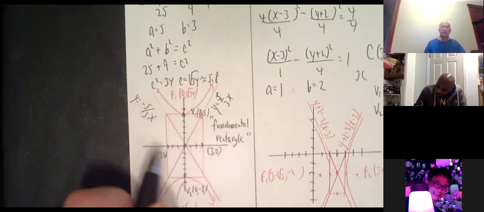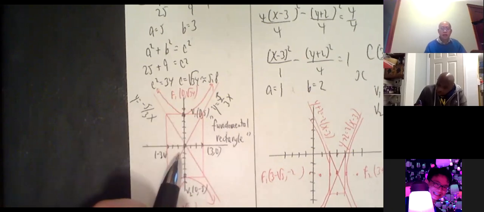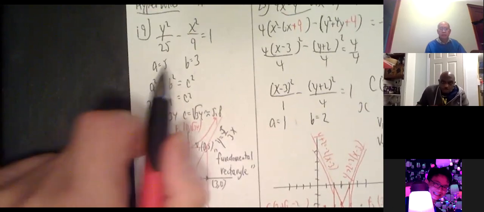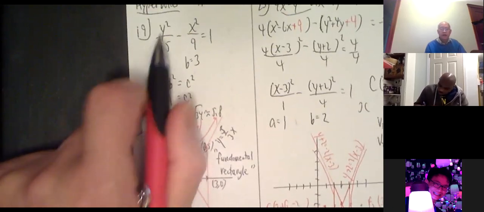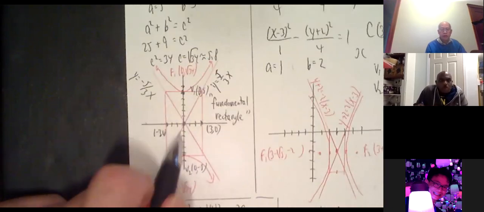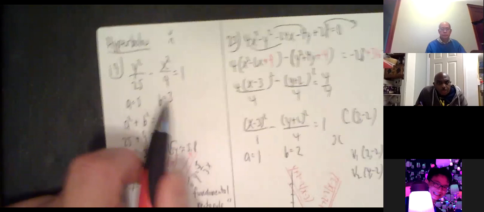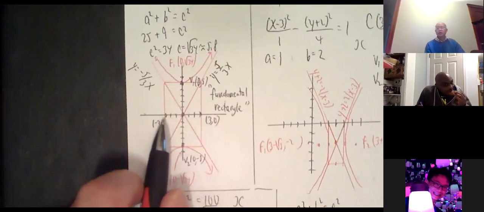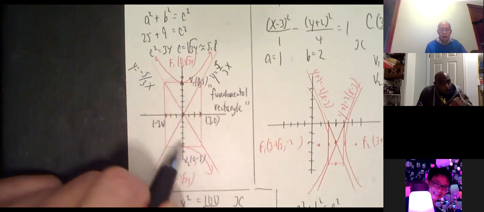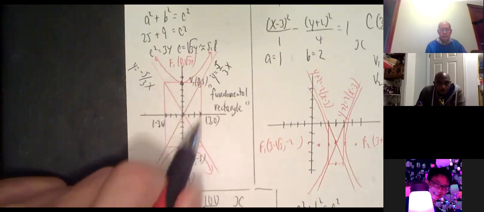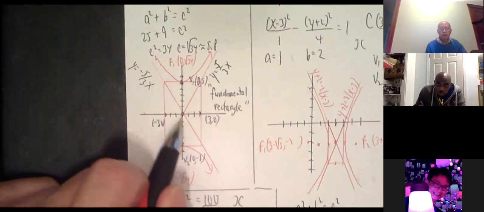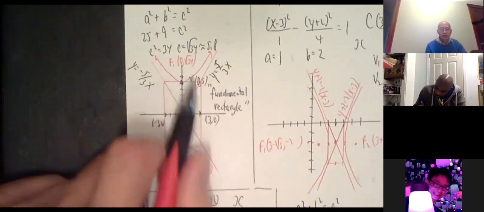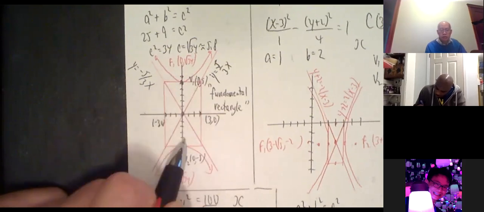You start off by plotting these 4 points just like the ellipse. So pretend this was an ellipse problem. You would go 5 up and down, it's underneath the y, right? So 1, 2, 3, 4, 5. 1, 2, 3, 4, 5. 3 left and right. If this were an ellipse problem, I would just round my ellipse and go like that. But since it's a hyperbola problem, instead I make myself a box. So these 4 points.